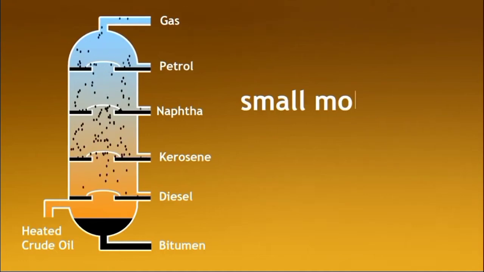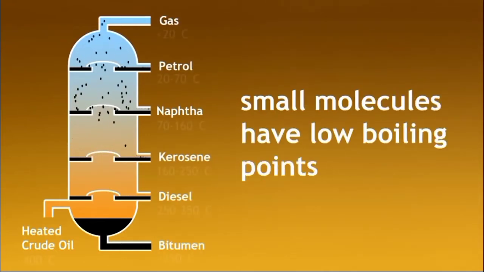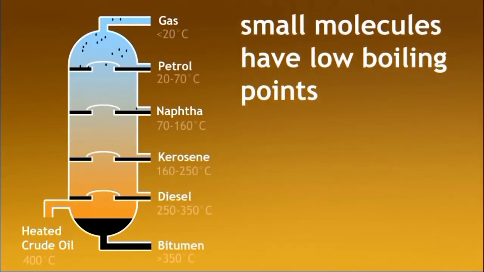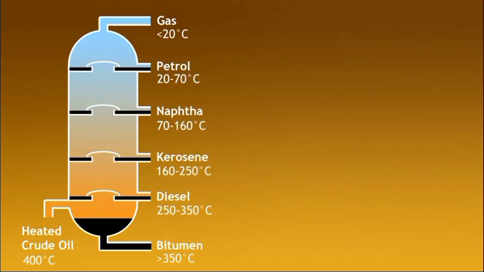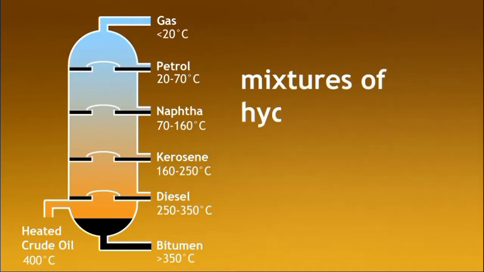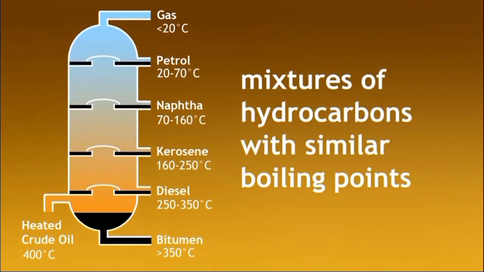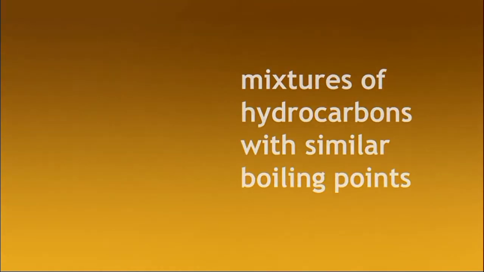Small molecules have low boiling points, and so condense much higher in the column, where the temperature is cooler still. As you can see, hydrocarbons with similar boiling points are collected in the same tray, and this is why they are known as fractions. They are mixtures of hydrocarbons with similar boiling points. Each fraction has some important uses.